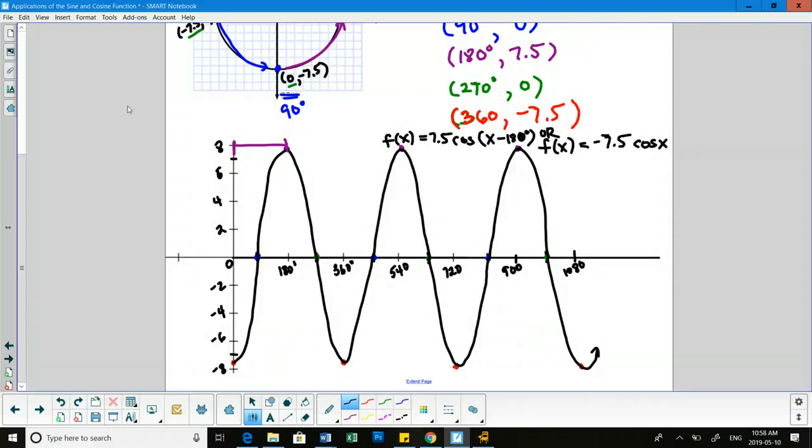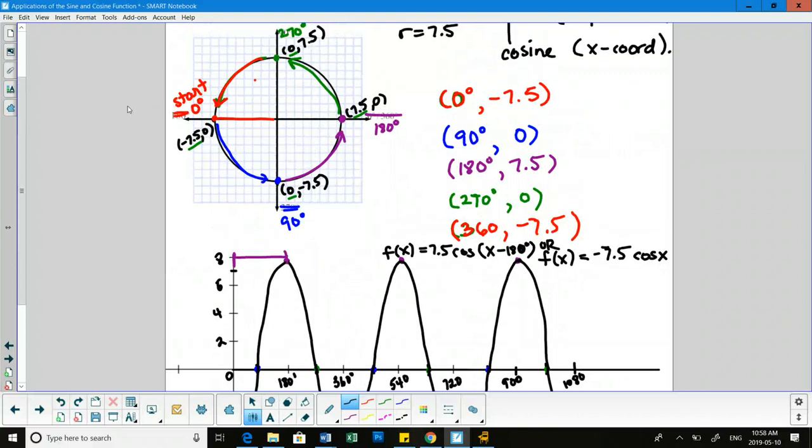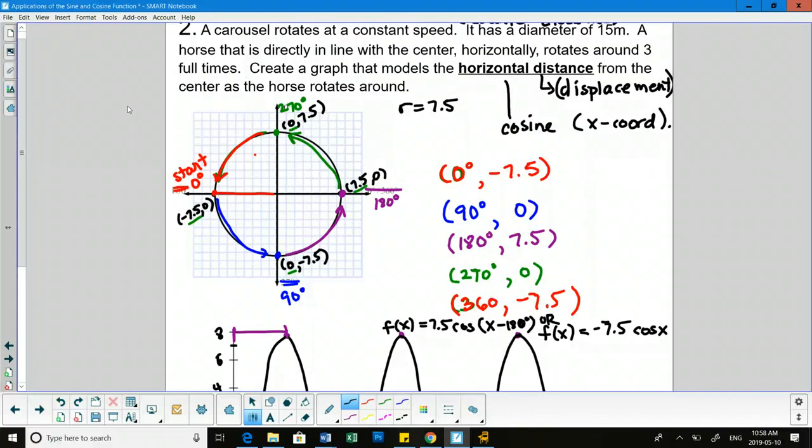Okay, and notice that the max horizontal displacement, because we're working with cosine here, is actually here. And we can see that's 180 degrees from where we started. So this is the location of the max horizontal displacement. Okay, and that happens at 180. So that's where we get this shift of 180.